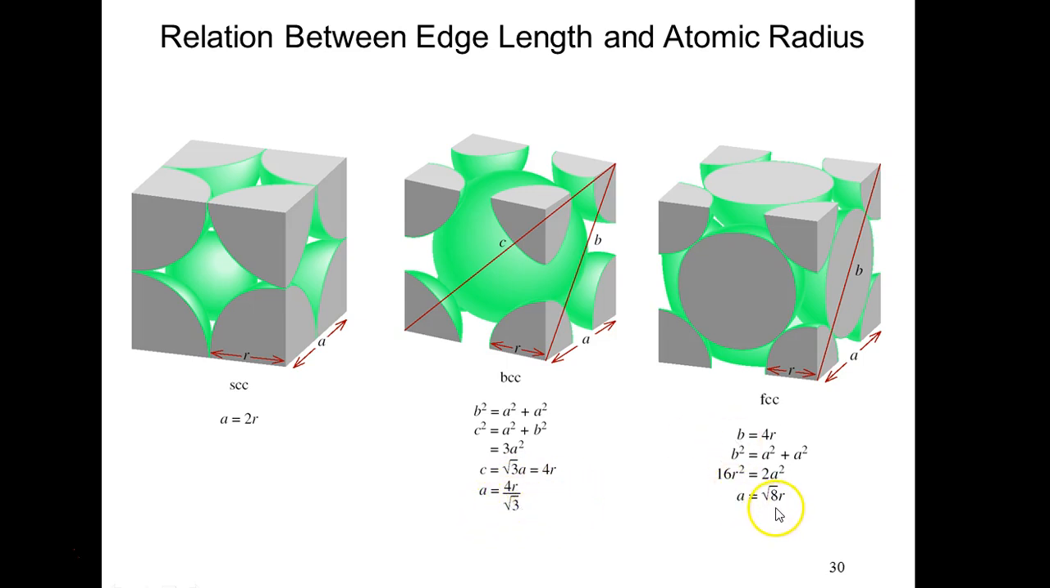function. All right? In body-centered cubic, the edge length is 4 times the radius of a sphere divided by the square root of 3. And in face-centered cubic, the edge length is depicted by the square root of 8 times the radius of the atom.